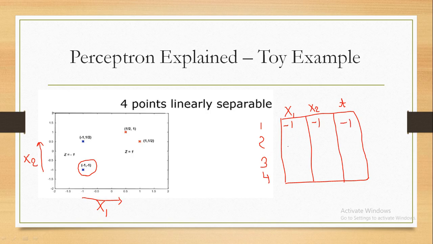And what about the second point? I am going in a clockwise direction. So the second point is -1 and 1/2, and that is also a blue one, so the output value is -1. Here we have 1/2 and 1, and the output value is red, that means 0. The next one is 1 and 1/2, and the output value is red, that is 0.